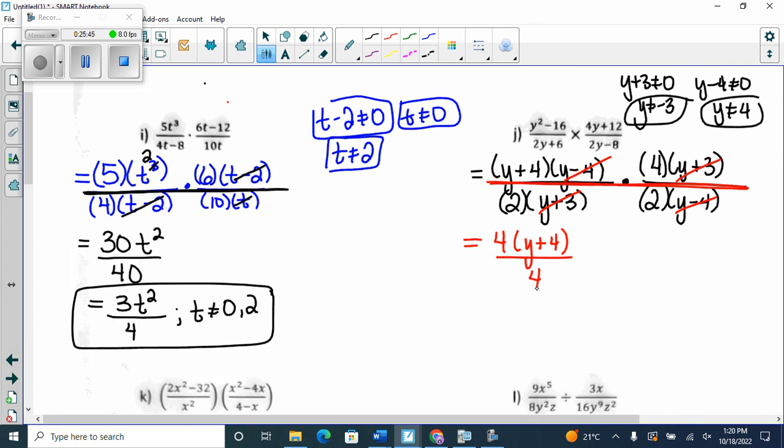So if you don't reduce the numbers, it's not a big deal. You can now reduce them, right? I can take a 4 out of the top and the bottom. So this cancels this off, and I'm just left with y plus 4. The denominator went away. I don't need to write it. Y can't equal negative 3 and 4.